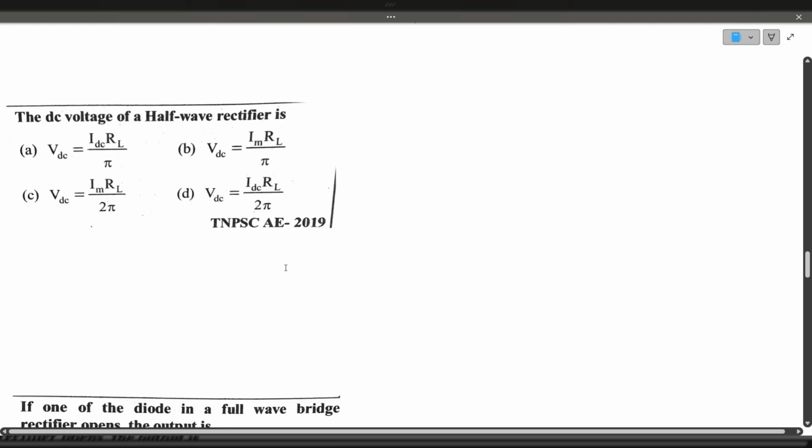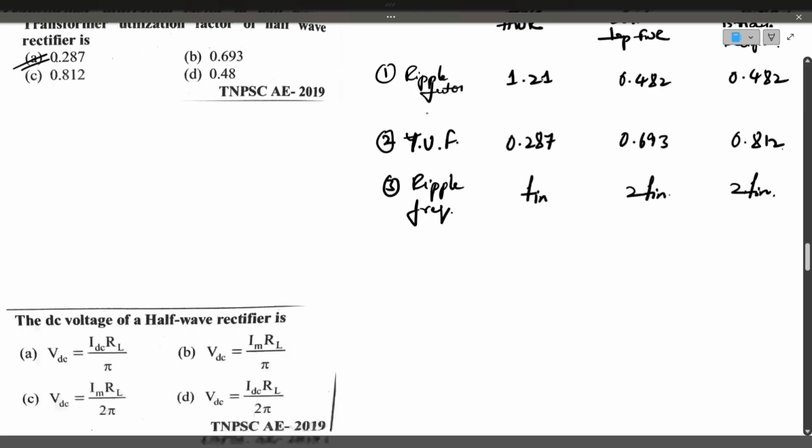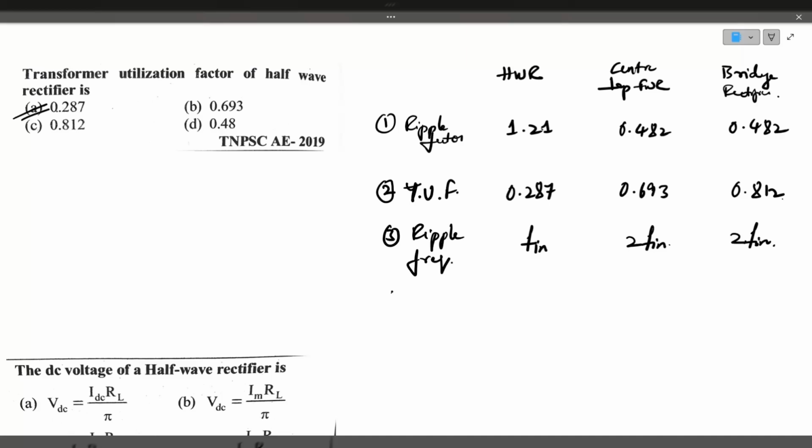Next, the DC voltage of a half wave rectifier is Im by pi. Even this we'll see in the comparison. Same comparison will continue. Fourth one, DC voltage, that is output average voltage, V average. For half wave rectifier it is Vm by pi. For full wave rectifier it is 2 Vm by pi.